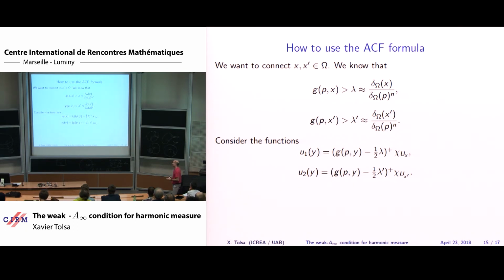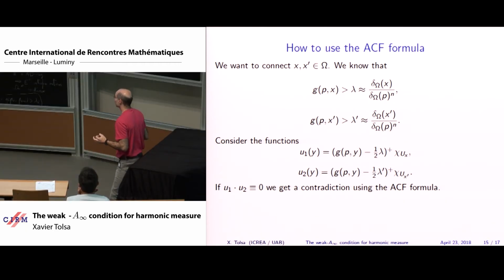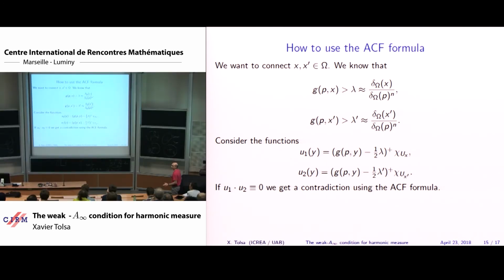Okay, then we apply the Alt-Caffarelli-Friedman formula to these functions u1 and u2. This is what we do. So if these sets are disjoint, then the product of u1 and u2 is 0. And then we can apply the formula, because this was an assumption that was necessary, and we get a contradiction using the monotonicity. Of course, this is extremely sketchy. So then this connected component should intersect this connected component, and then we can join them. So this is the typical strategy to prove connectivity using this Alt-Caffarelli-Friedman formula.